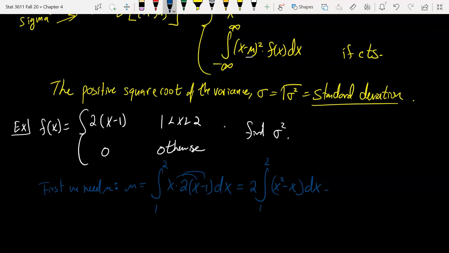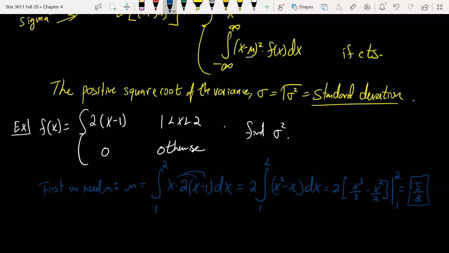We'll work through the calculus here real quick. 2 times, what's the antiderivative? That's going to be x cubed over 3 minus x squared over 2, evaluated from 1 to 2. I'll spare us some of the arithmetic here. We should get 5/3 for that. Let me put a light box around that because that's a useful part of the problem.